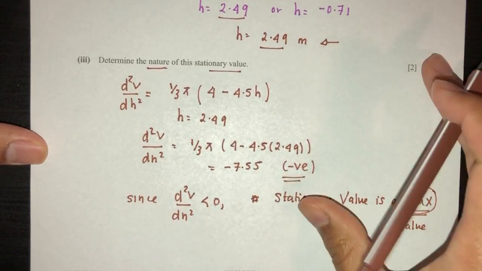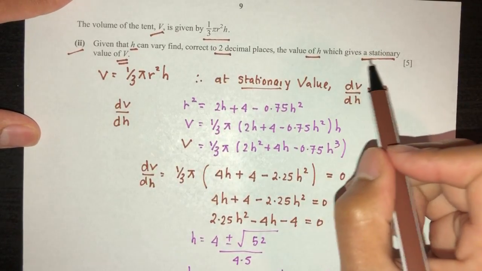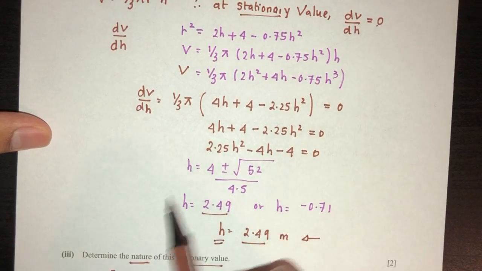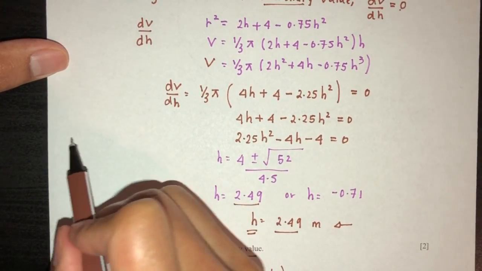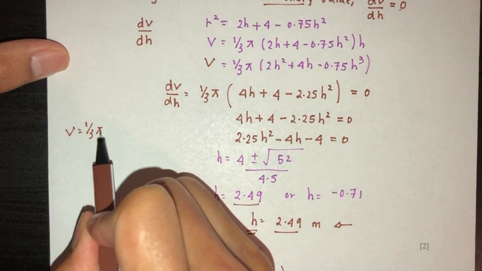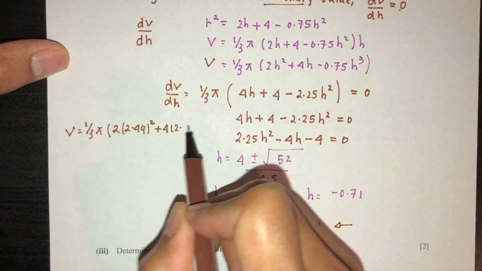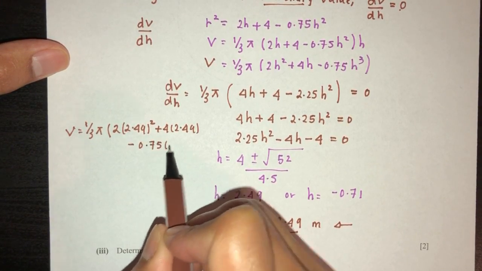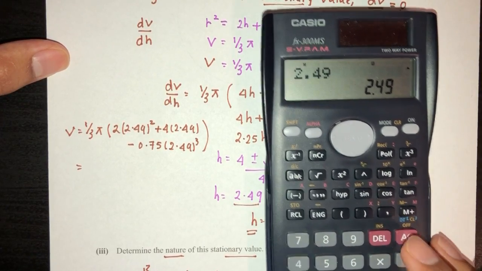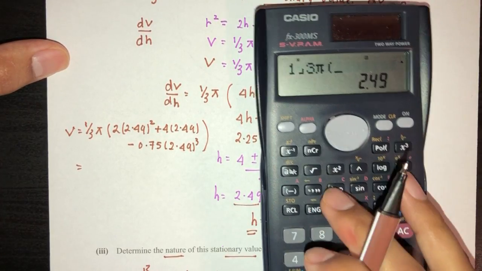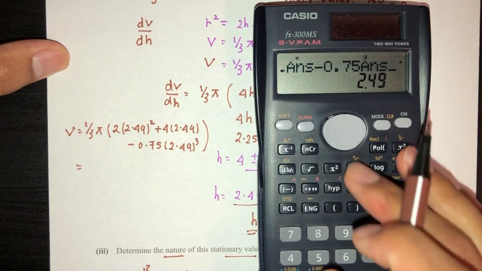Now the thing here is we actually have to find the value. We just found the value of h, but we have to find the value of v. So let's do that. So replace back in your equation. Right here, this is your main equation. So for this value of h, v is equal to 1/3 pi times 2 times 2.49 squared, plus 4 times 2.49, minus 0.75 times 2.49 cubed. Okay, so 2.49 is your answer.